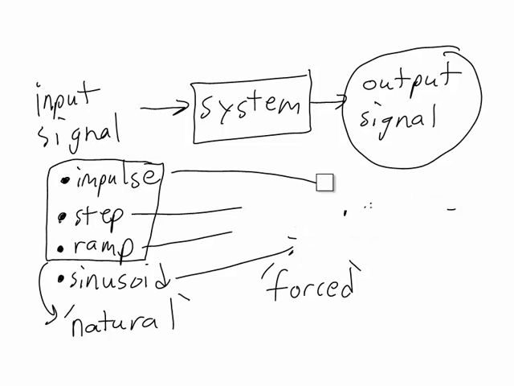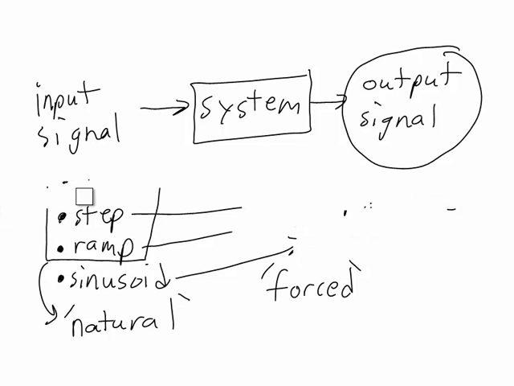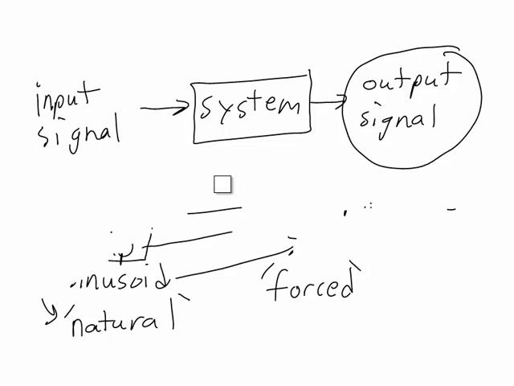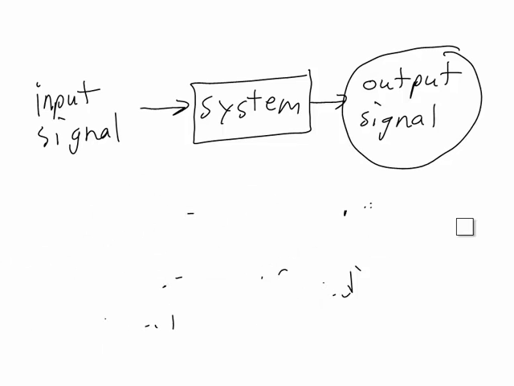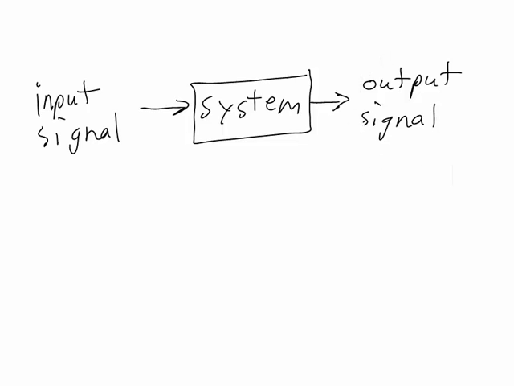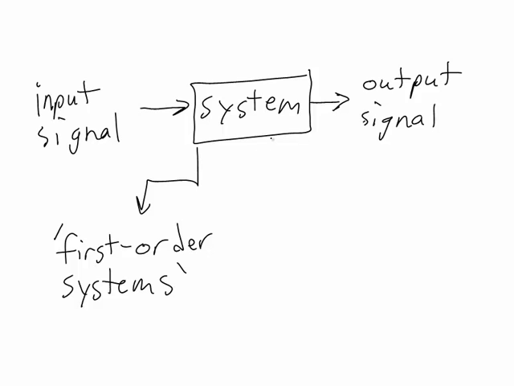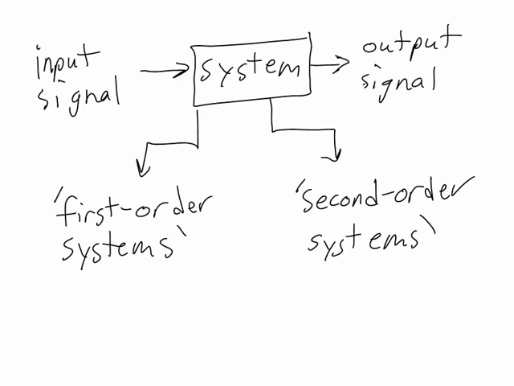Now, different systems respond different ways to the different input signals that we can give to it, but as it turns out, all systems primarily fall into one of two different categories. The first category is called first-order systems, and the second category is called second-order systems.